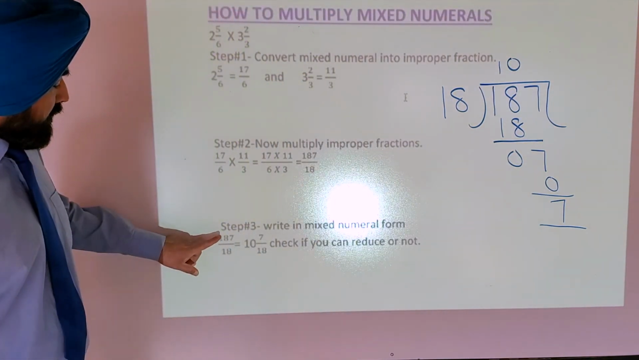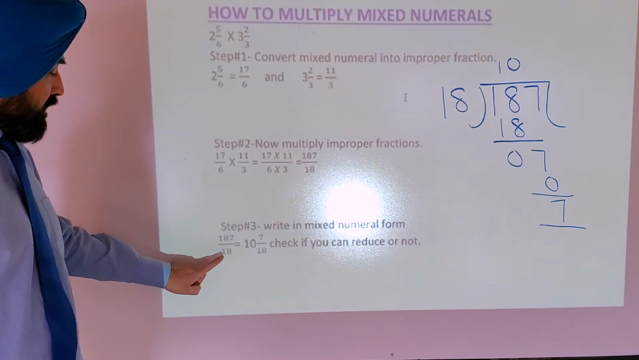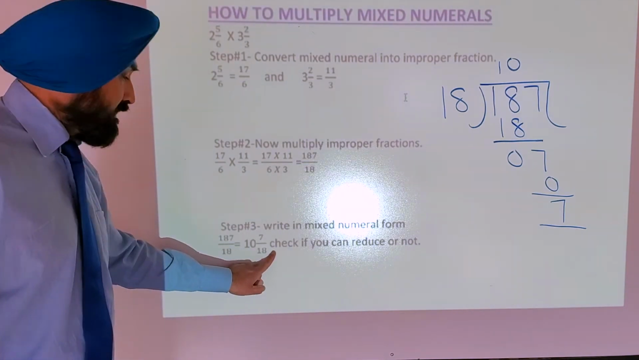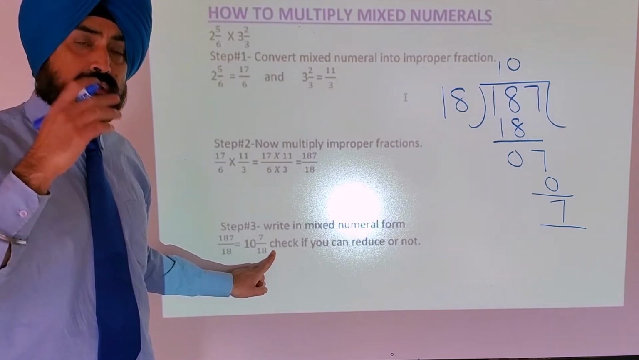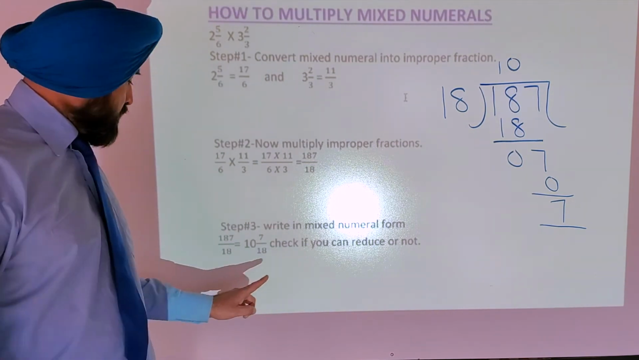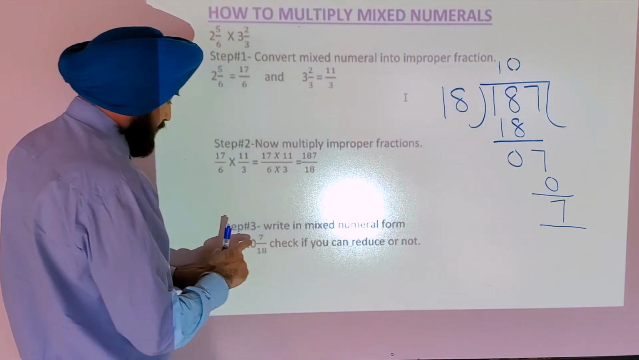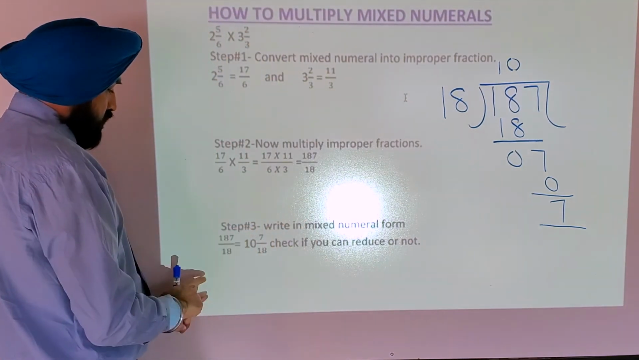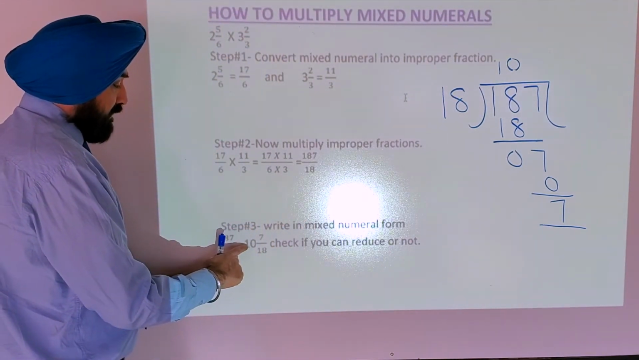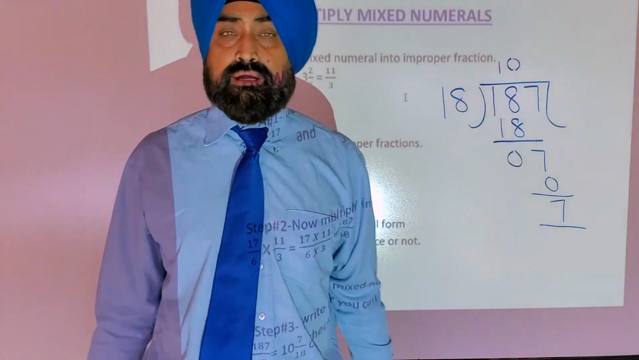So how do we convert an improper fraction into mixed? Write the denominator as it is. Don't change the denominator whether you are converting mixed into improper or improper into mixed. So write 18 as it is. Write the quotient here and write the remainder here. So 187 over 18 can be written as 10 7 over 18. So this is our final answer.